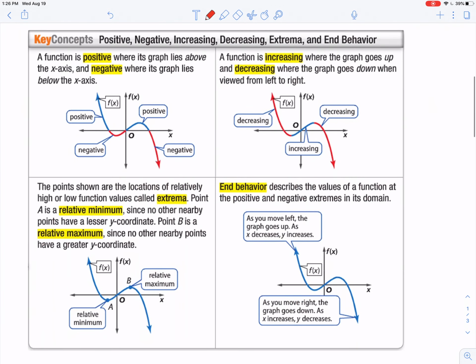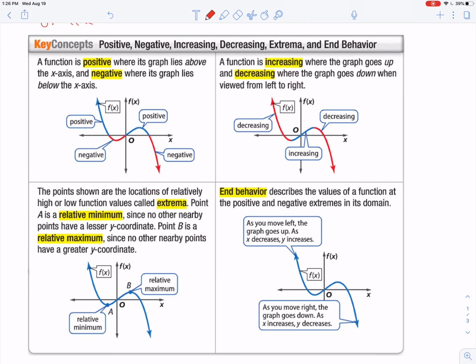Okay. There's a lot of definitions to this one, so I apologize. You're going to have to listen to me talk a whole bunch here. A positive function is where the graph lies above the x-axis, and negative is where it's below the x-axis. So it's going to switch as it moves around. So notice here it's positive. Okay, everywhere that it's above that line, it's positive. Everything below is negative, and the graph itself does switch as it moves across the plane there.